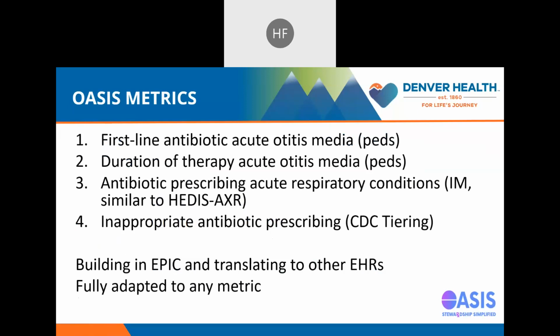We're developing OASIS metrics for our OASIS programs for 4 different metrics. The first is first-line antibiotic treatment for acute otitis media for pediatric patients. The second is duration of therapy for acute otitis media for kids that are 2 and older. The third is antibiotic prescribing for acute respiratory conditions. This uses the codes from Intermountain. Huge thanks to our colleagues at Intermountain for sharing those, and it is really similar to the new HEDIS AXR measure. And the fourth is inappropriate antibiotic prescribing. So this is essentially antibiotics prescribed for tier 3 diagnoses as coded by CDC, meaning these are diagnoses that patients should never receive an antibiotic for.